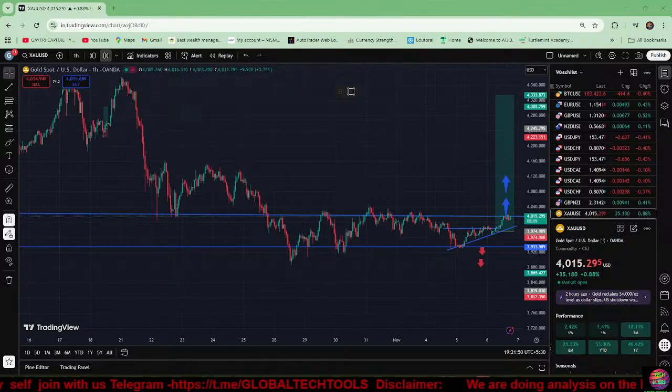So now that we understand round psychological level, the next subject is going to be the Japanese candlesticks. Japanese candlesticks is what we have been looking at in the charts. There are these candlesticks, these boxes that are blue or green when going up and red when going down.